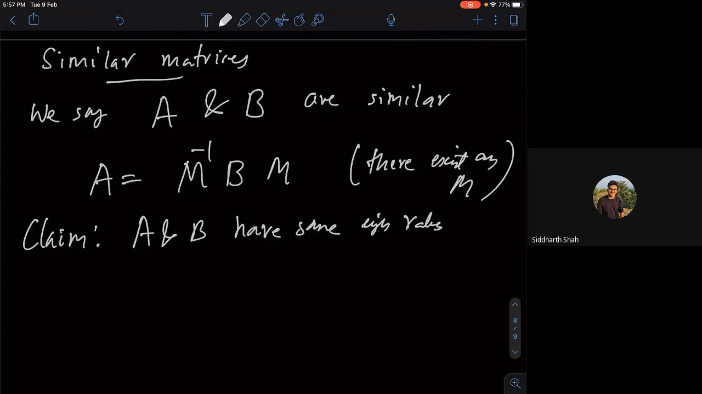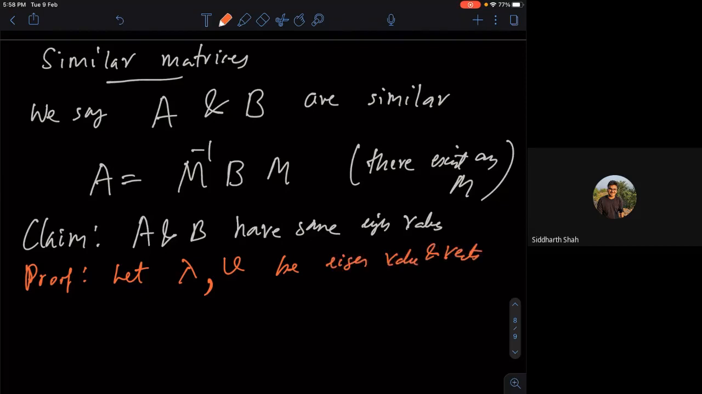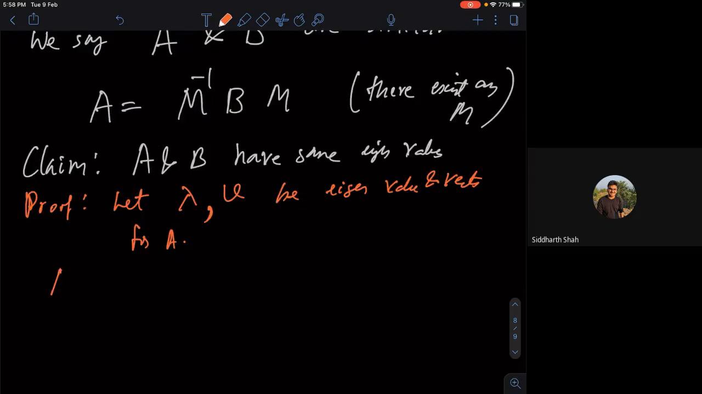Okay, this is my claim. Let's try to prove that. Let lambda and v be an eigenvalue and eigenvector for A. Which means Av is equal to lambda v, or M inverse B M v is equal to lambda v.